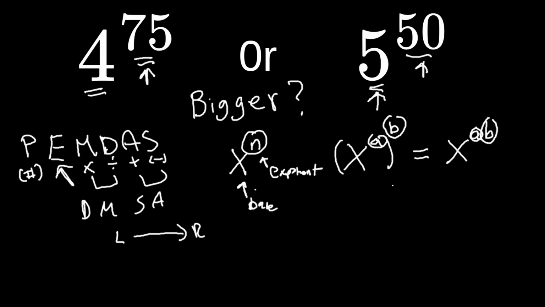So how can we make 75 and 50 the same? We have to think of a number that can make them the same. Knowing this formula, we can think about reducing these two numbers, 75 and 50. What can reduce 75 and 50? So let me clear up my screen.